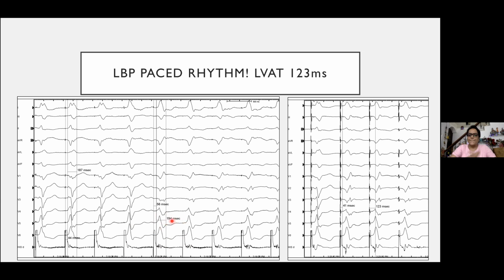QRS is 194 millisecond. There's no point of measuring intrinsicoid deflection or LVAT over here because obviously it's too long. Now, what we see here, again, LVAT is around 123 millisecond, and we see a V which is completely separated. So it's a local V which is present. So it's an isolated capture.